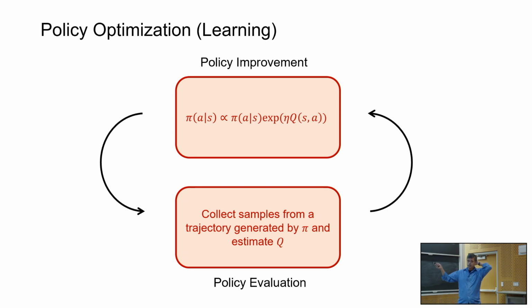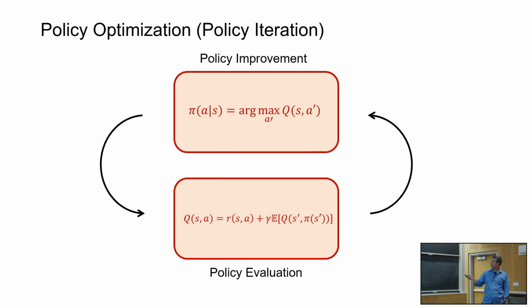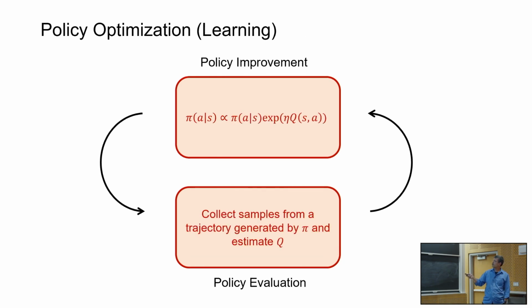Okay? This has the interpretation of gradient descent, but here you will be measuring distances in terms of the KL distance. So it's very closely related to mirror descent. So it's not usual gradient descent. It's like mirror descent, and you can interpret NPG in terms of mirror descent. And then what you do is that this policy improvement step replaces the one in policy iteration. Instead of the exact policy improvement, you do approximate policy improvement. And then you collect samples from a trajectory generated by pi and estimate the Q function. Okay, so this is standard policy optimization.